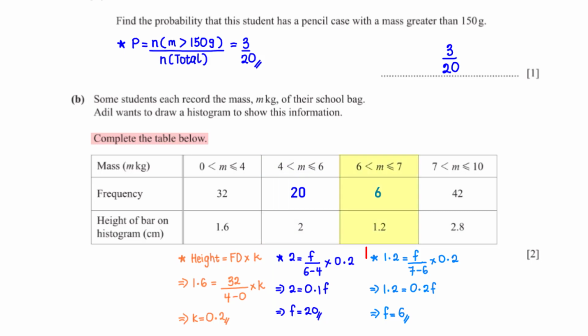For this interval, we have 1.2 equals the frequency density, which is the frequency divided by the interval width, which is 7 minus 6, times 0.2. 0.2 over 7 minus 6 is 0.2. When we divide both sides by 0.2, we get the frequency to be 6.